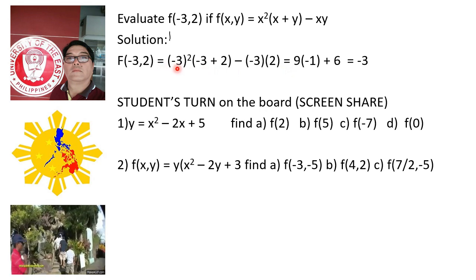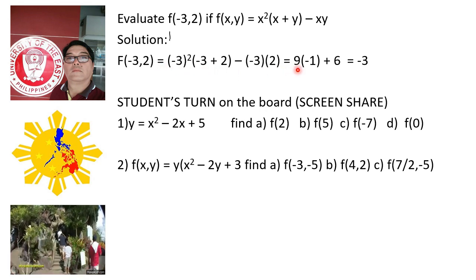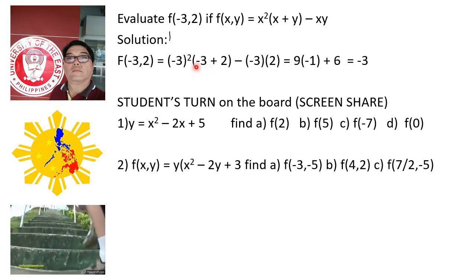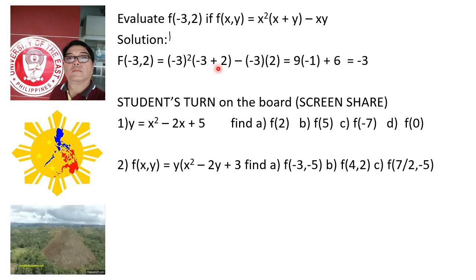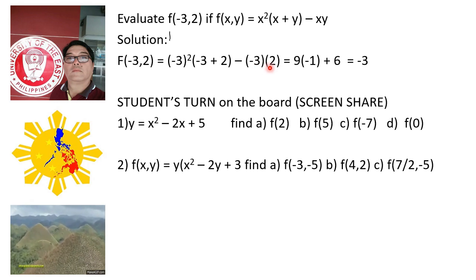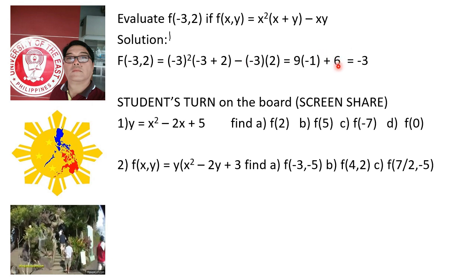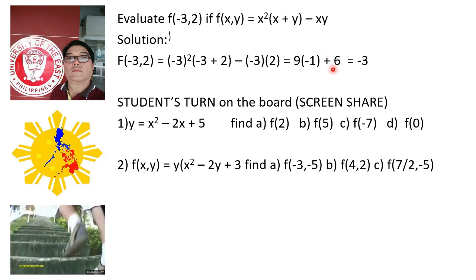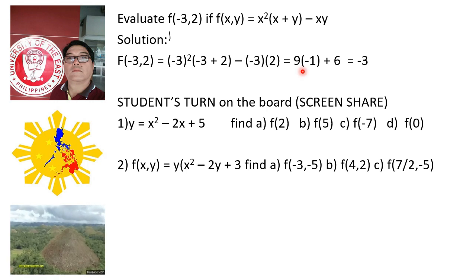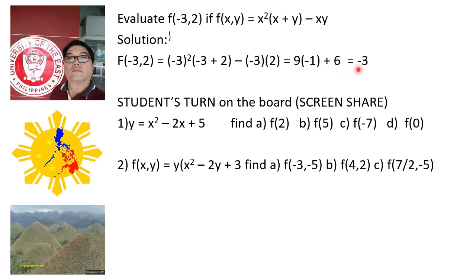So, negative 3 squared, 9 po yun. Tapos ito naman po, negative 3 plus 2, negative 1 po yun. Ito naman ay negative 6, tapos minultiply pa po sa negative, naging positive 6. So, evaluate natin, negative 9 plus 6, negative 3.